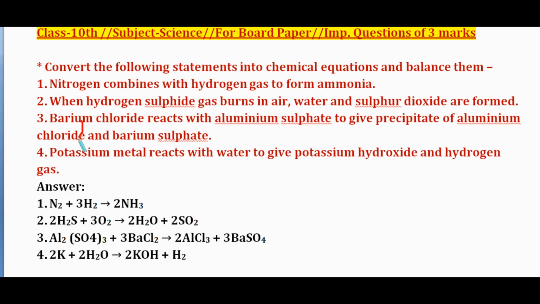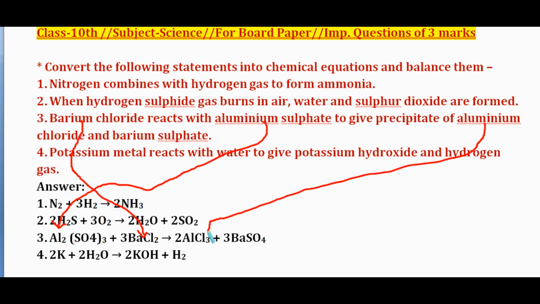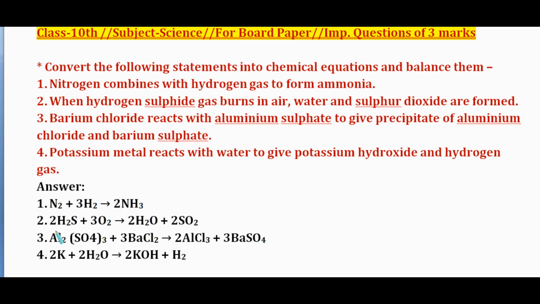Next is barium chloride reacts with aluminum sulfate to give precipitate of aluminum chloride and barium sulfate. Now barium chloride, it is BaCl2. Next is aluminum sulfate, this is Al2(SO4)3. It forms aluminum chloride, that is AlCl3, and barium sulfate, that is BaSO4. Then balance the equation, equating the number of elements on both sides.